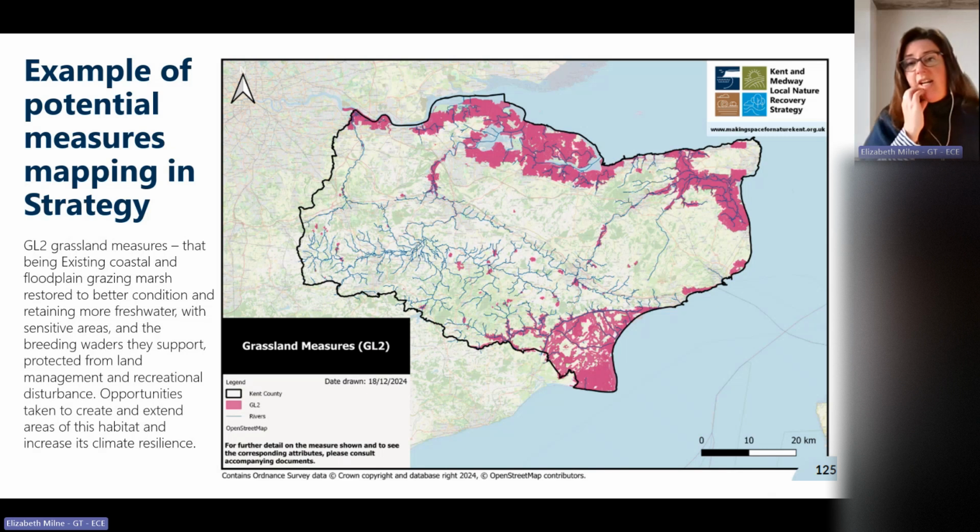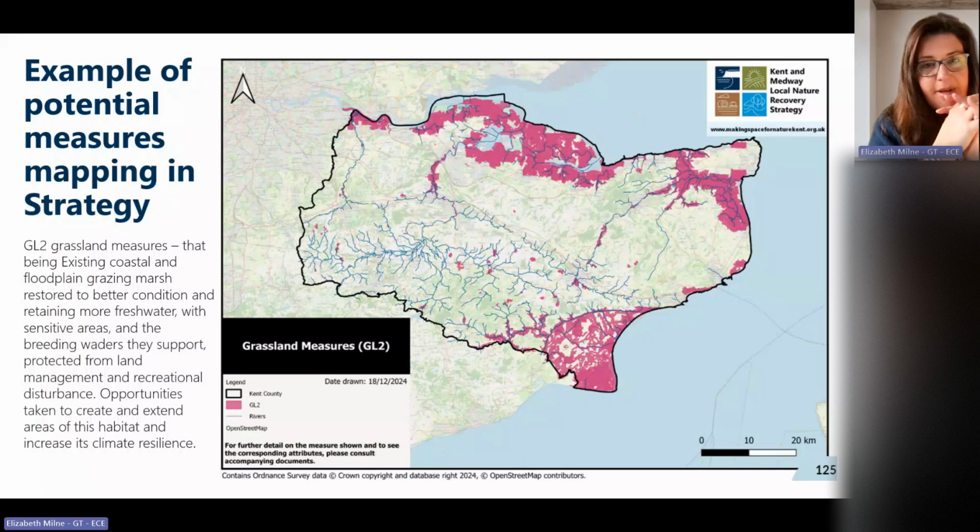Within the strategy, we only have the grouped measures presented. So you will only see one map per priority. You won't see a map for each potential measure. That's simply because the potential measures mapping at a county level really isn't that useful. Instead, it's better to present where the opportunities broadly lie in the county for that particular habitat, and then get people to go online and have a look at the detailed map.